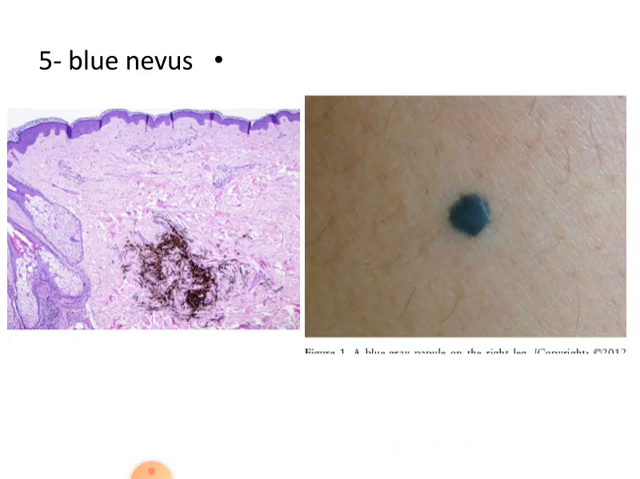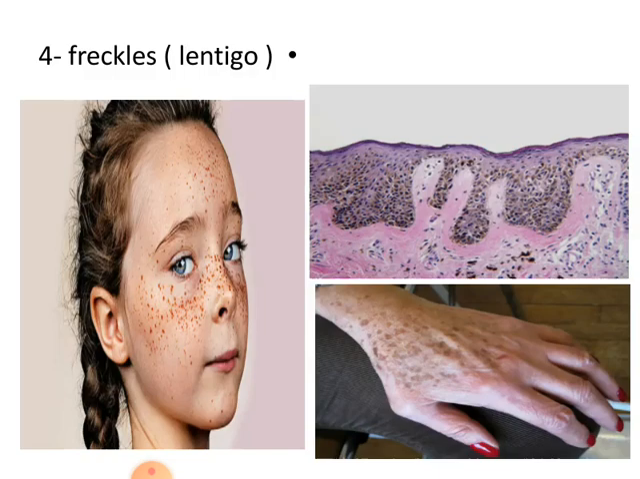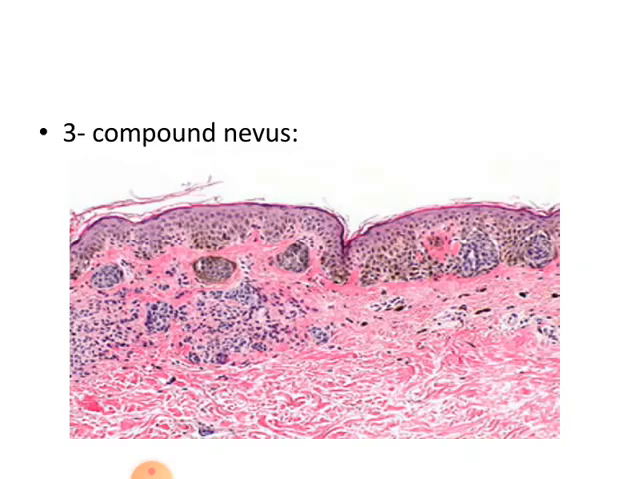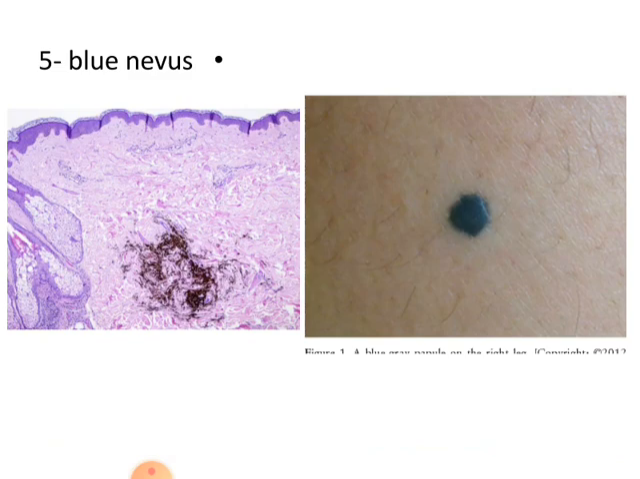You see in the picture of the histology, the melanocytes are deep in the dermis, not near the epidermis like the other pictures. As we see in this picture, melanocytes are near the epidermis. Here, the spindle-shaped melanocytes are deep in the dermis, forming the blue nevus. Blue nevus may turn malignant.